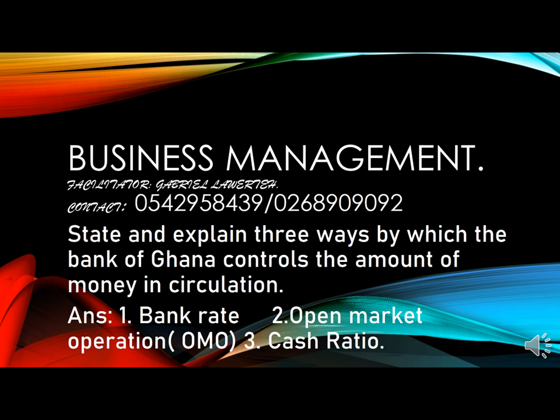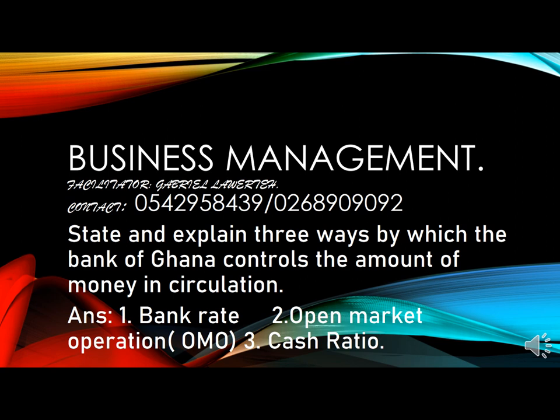The second tool they use is what we call open market operation. We basically refer to it as OMO. OMO refers to the purchase and sale of bonds and other securities in the open market. Now let's look at what happens here. When the central bank, or Bank of Ghana, wants to reduce the money supply, they sell securities to the commercial banks and the general public. And when they want to increase the amount of money in supply, they rather buy securities from the commercial banks.